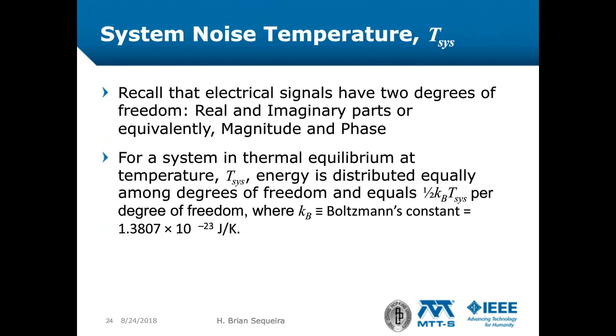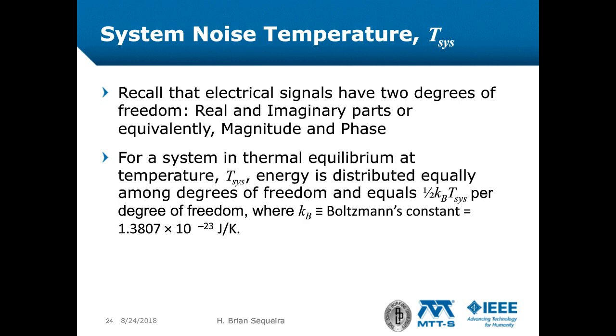Thus far, our analysis has focused on energy ratios. We now turn our attention to the individual energies that comprise that ratio. In this slide, we address system noise temperature. We previously argued that electrical signals have 2 degrees of freedom, represented either by magnitude and phase or by real and imaginary part.